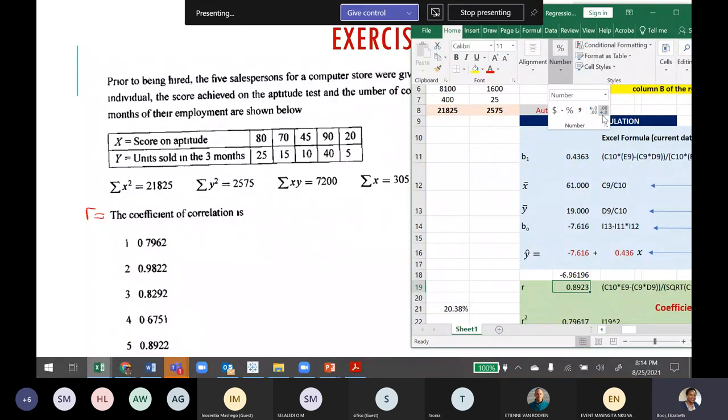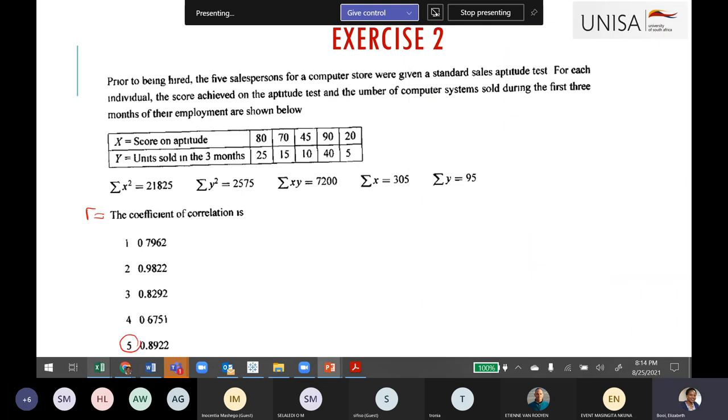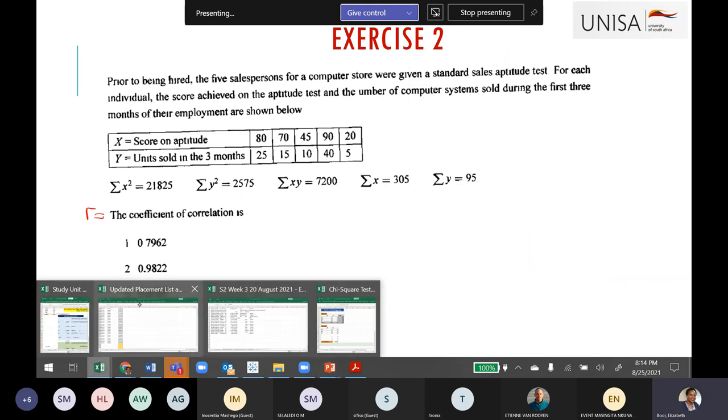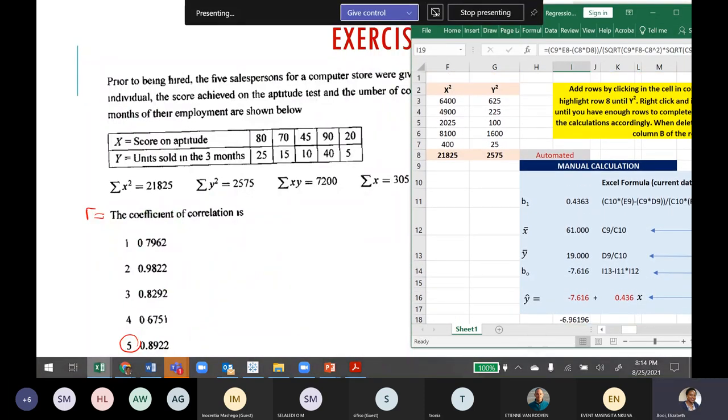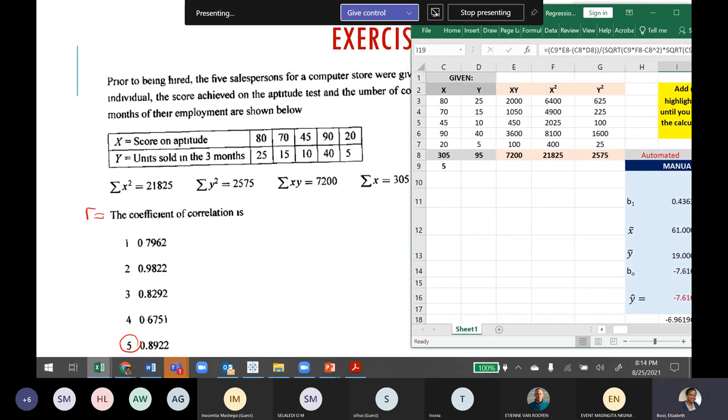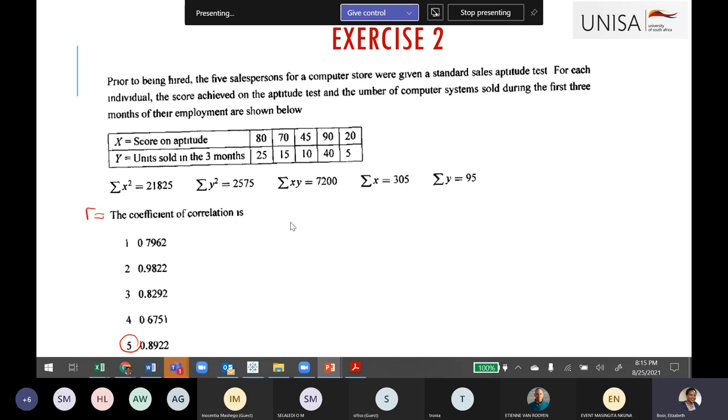And I guess this is also based on the rounding off too quickly of some values before you get to the final answer. And that is option number 5. If I look at the values, they match exactly the same. The summation values match exactly the same as the values on the table.